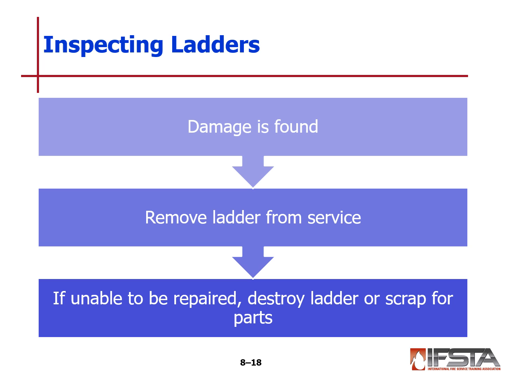So in our procedure for inspecting ladders, when we find damage, the first thing we want to do is obviously remove this ladder from service. We want to notify the frontline supervisor that, hey, we found damage, and we're going to now remove it from service. If it is unable to be repaired, then the ladder should be destroyed and scrapped for parts, because this is a piece of equipment that we don't want to use, not even for training.